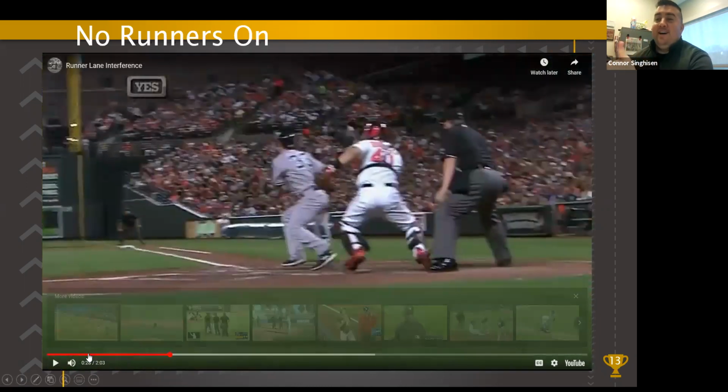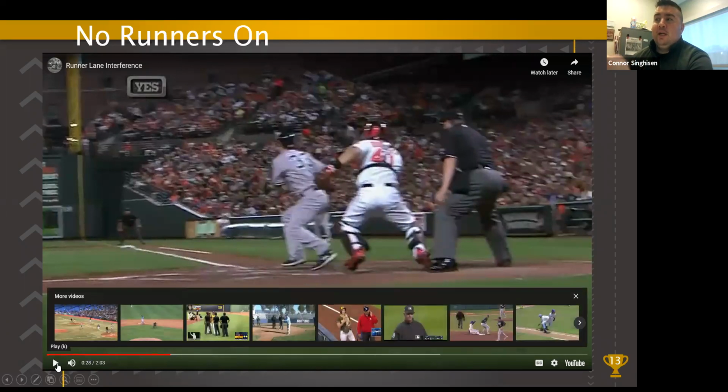So the plate umpire has responsibility to make sure the batter runner doesn't kick this ball or touch it while running out of the box. He has to make sure that the ball is fair or foul. He's probably not going to pick up right away where that runner was.